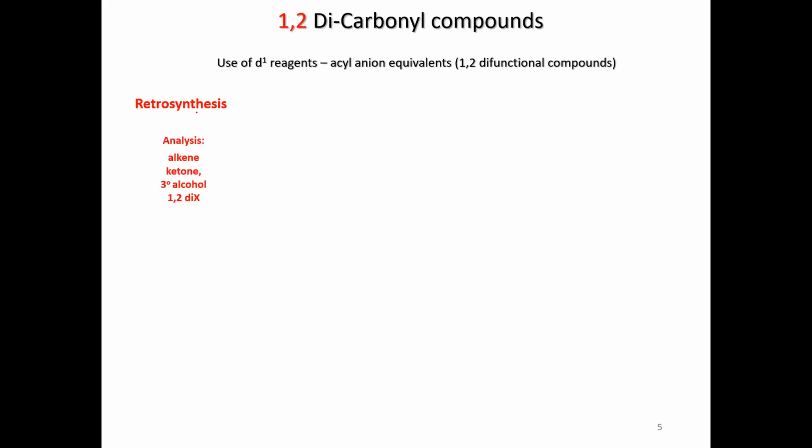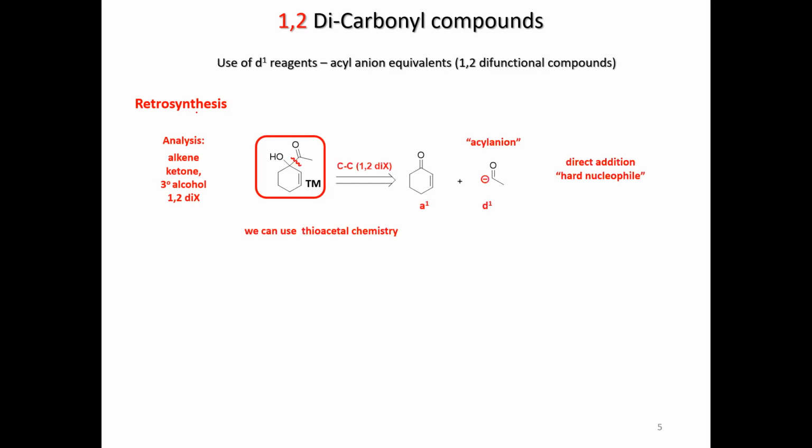Remember the use of this kind of difunctional compound relationship. It's probably easier that you're going to use the 1,2 as a keto alcohol than as a dicarbonyl. But again, if you want to do that, you need to create your negative carbonyl.